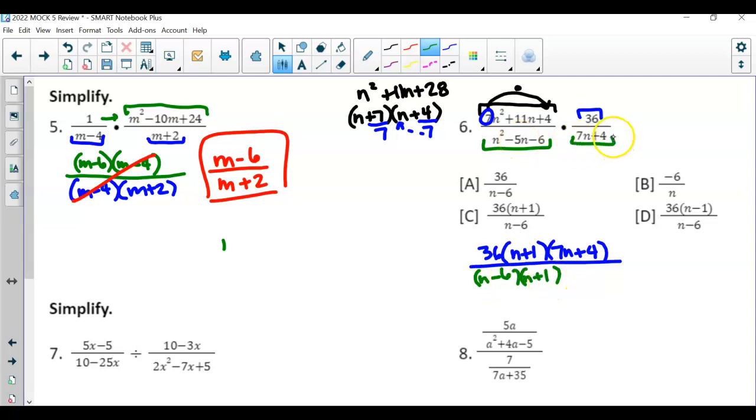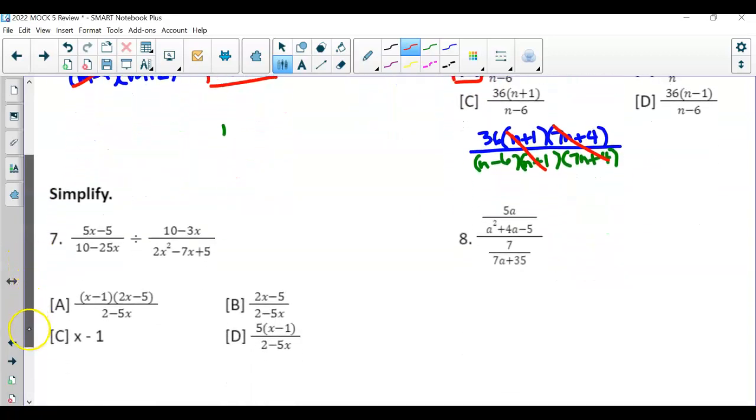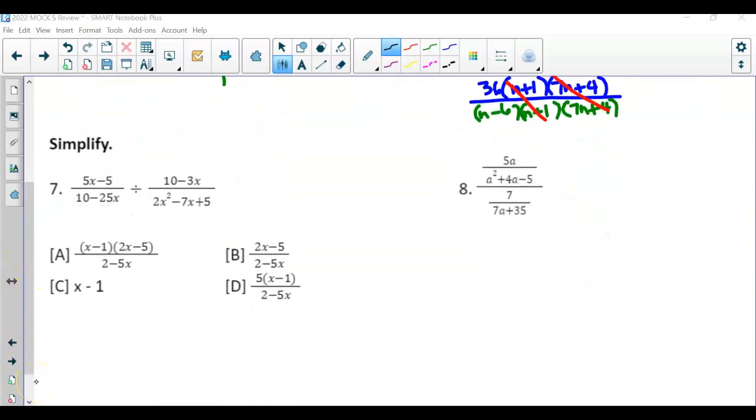Then here, can we factor 7n plus 4? No. So just bring that down and now just start canceling out. 7n plus 4 and n plus 1. So here you're left with a. Now in 7 and 8, we are now dividing. So here with dividing, we do need to do keep, change, flip.